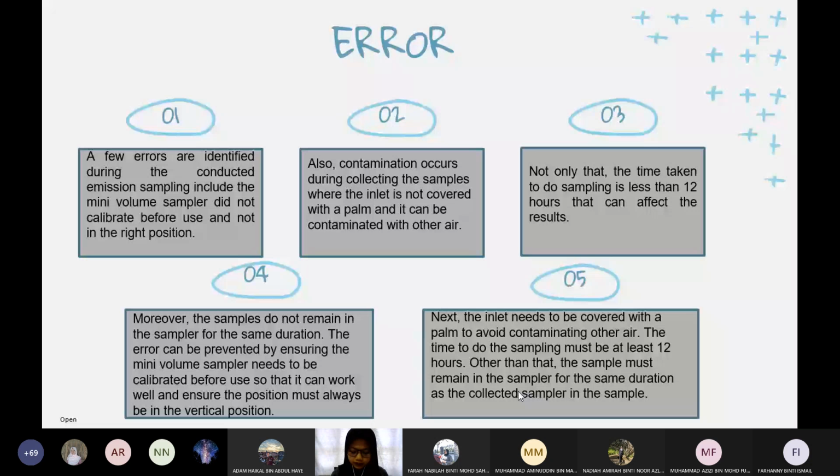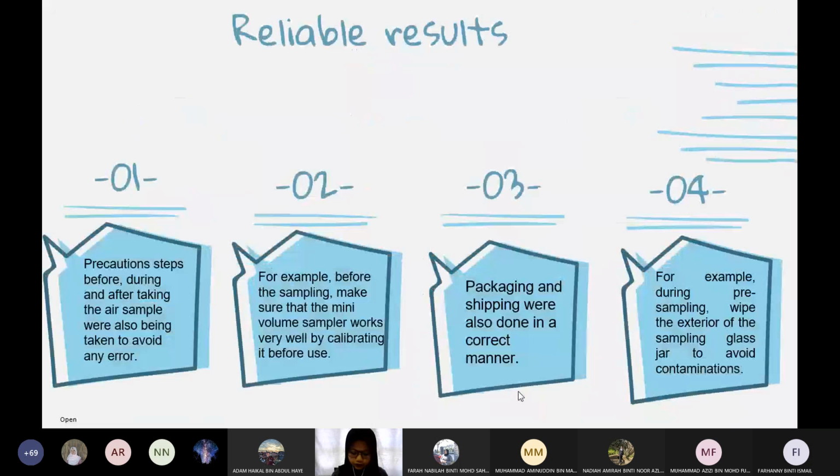So, to prevent these errors from happening, so that accurate results can be obtained, this can be done by first calibrating the mini volume sampler before use and ensuring that it is in a vertical position. Next, the inlet must be covered to avoid contamination. Ensure that the sampling is done for at least 12 hours and the samples remain in the sampler for the same duration.